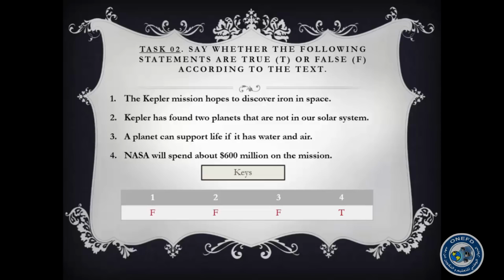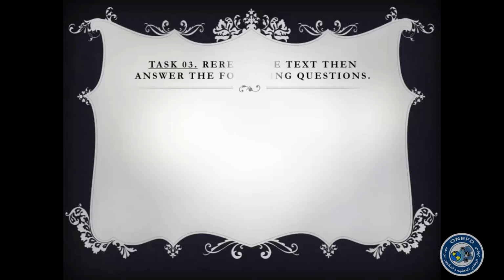So let's move to the other question. So we have task 3. In this task, you are required to reread the text, then to answer the following questions. You have to read the questions carefully in order to understand them and in order to have the correct answer. So question number 1. What is the Kepler Space Telescope looking for?